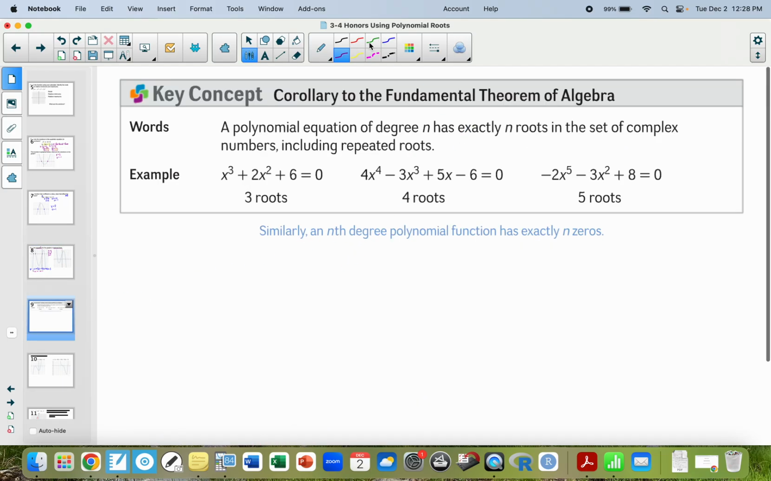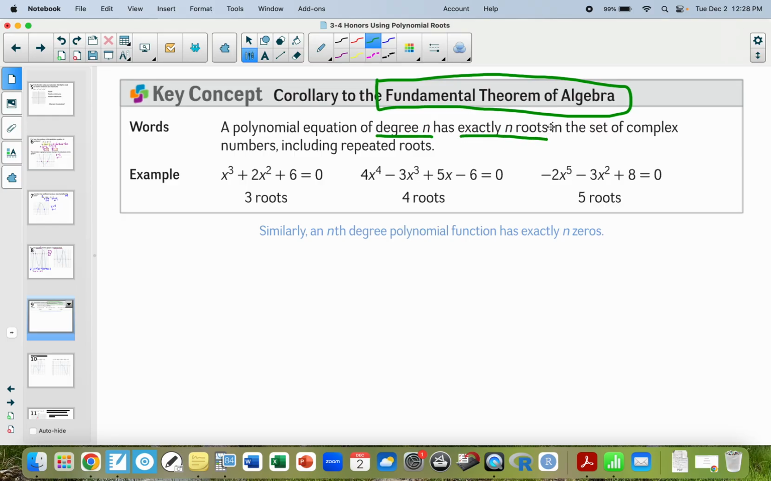All right, moving on to something called the fundamental theorem of algebra. So this is really important. This is actually what told us mathematicians a long time ago that there were even imaginary solutions. So this is from the textbook, and we'll summarize this in a second. But it says a polynomial equation of degree n has exactly n roots, which remember the name roots is the same thing as solutions, in the set of complex numbers, which complex numbers are real and imaginary, including repeated roots. And we'll talk about next slide what a repeated root is.